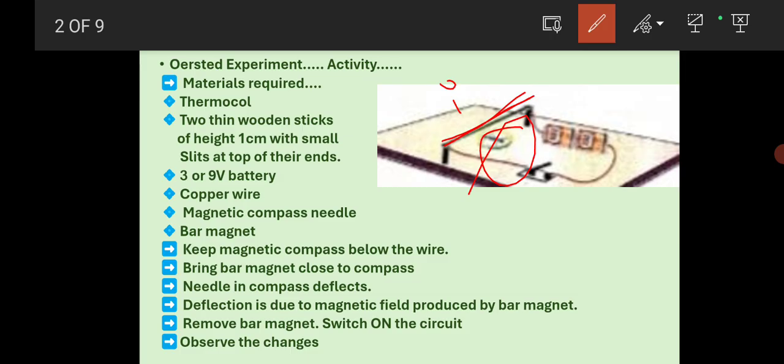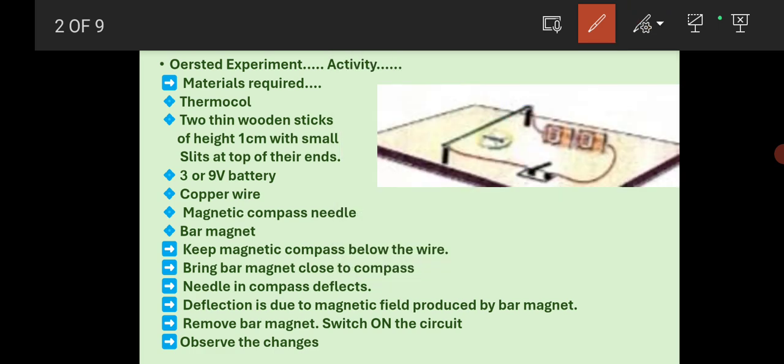Then from where is this magnetic field produced? Right? There are no sources which produce a magnetic field, but the needle is deflected, indicating the presence of a magnetic field. So it clearly shows that the current passing through the wire produces a magnetic field. The current flowing through the conducting wire produces a magnetic field. So only the compass needle has deflected.